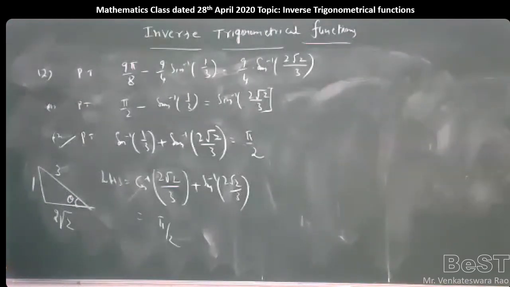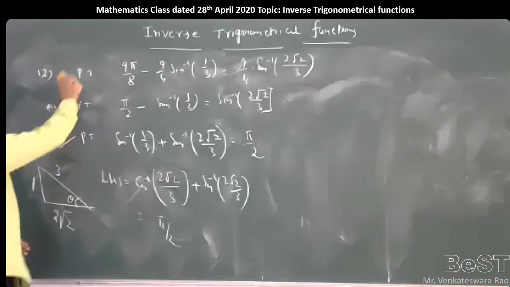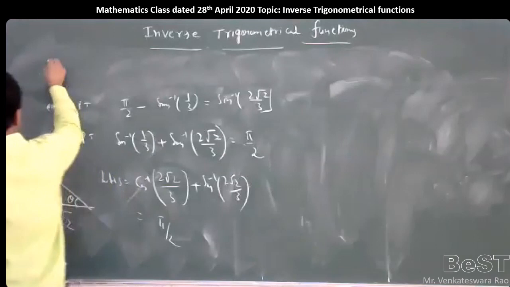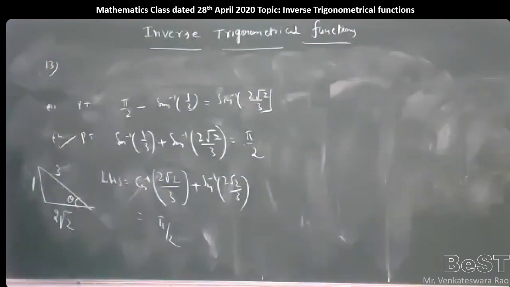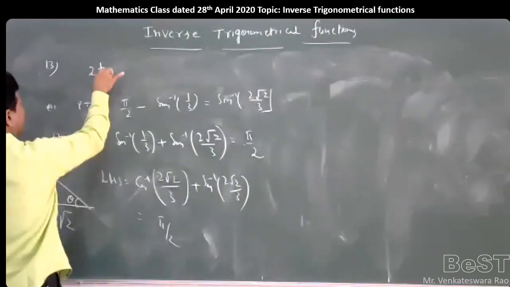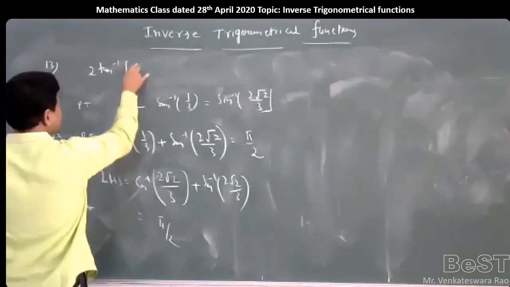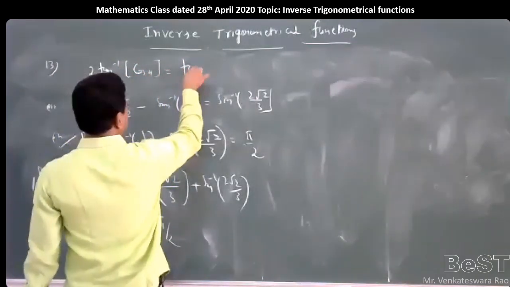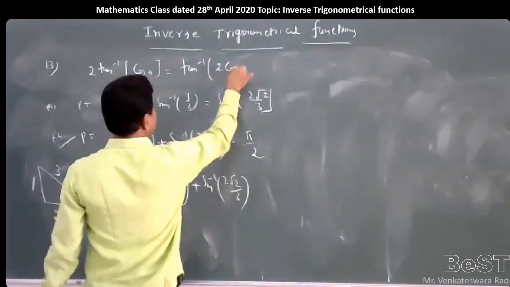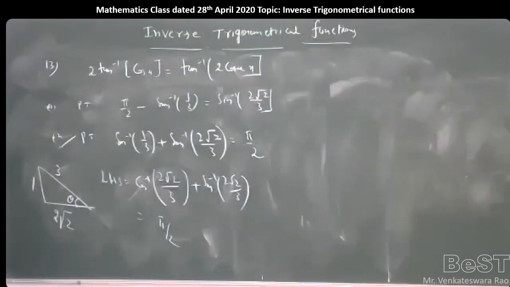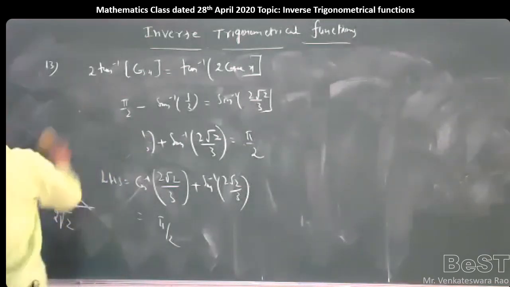Next, solve the following equations. Third and 13th problem. Solve this equation. The given equation is 2 tan inverse of cos x is equal to tan inverse of 2 cosecant x. Solve for x. That means we have to find the x value.